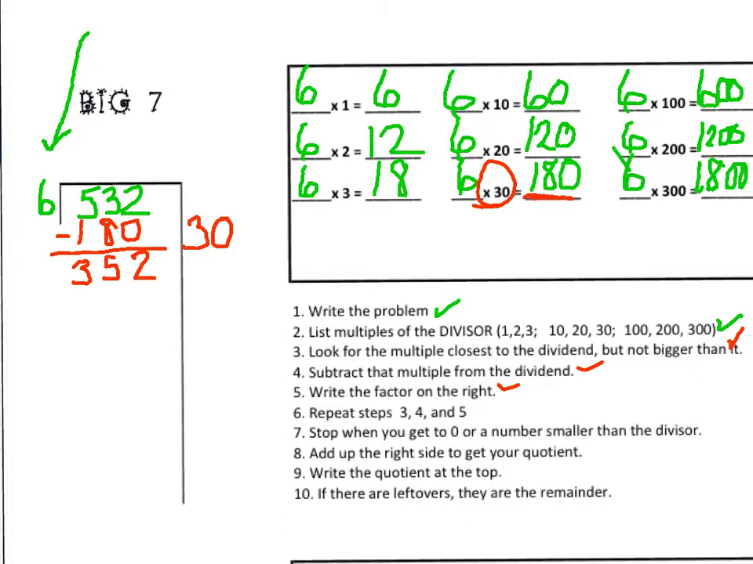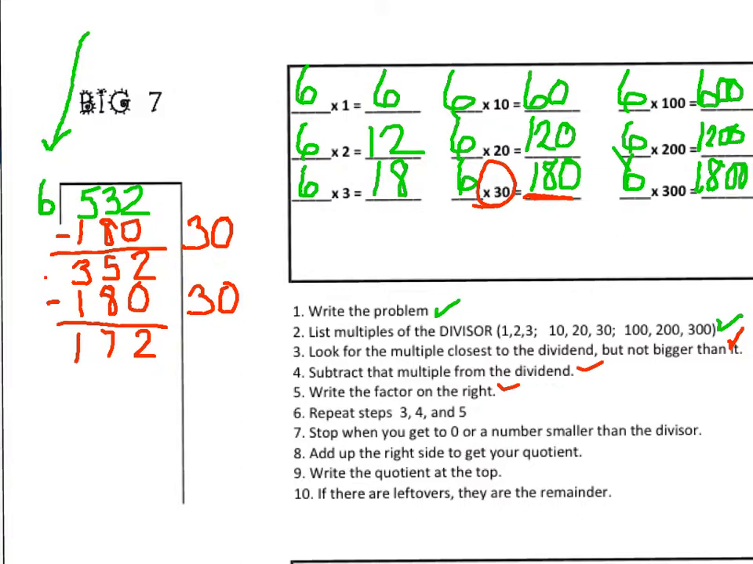So I'm going to look back at 3. Find the multiple closest to the dividend, but not bigger than it. Well, now we're talking about our new dividend of 352. So what's closest to 352 without going over? Well, it's 180 again. So basically what I'm saying here is I was just able to take 180 away from 532, and I know I can take 180 away from 352. So that's going to mean that I gave each group 30 more, and what I have left is 172. Okay, so I did those steps again.